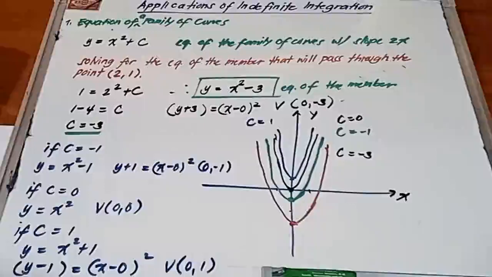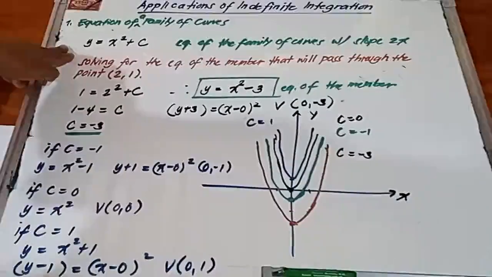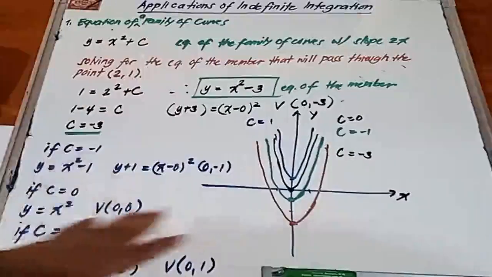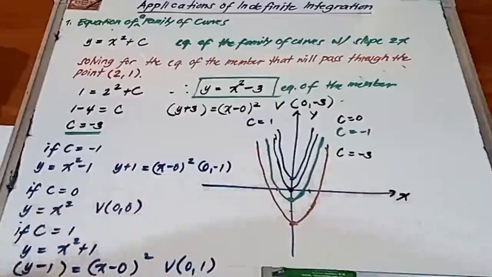Okay, in-illustrate ko lang sa inyo kung ano ibig sabihin ng equation of a family of curves. So, depende sa value of c para makuha ang equation ng member. But in general, this is the equation of the family of curves na slope nito ay 2x. And the graph of this equation is a parabola. Okay? So that is my first example about application of indefinite integration.